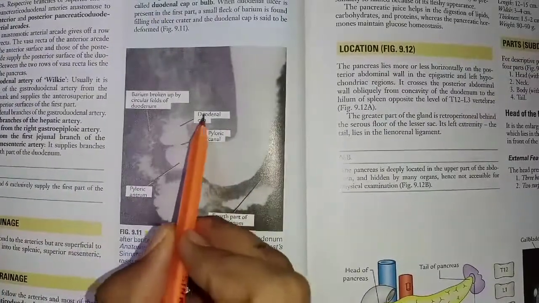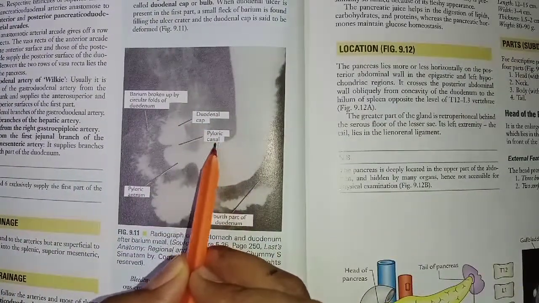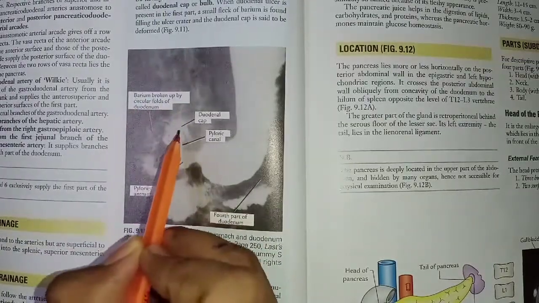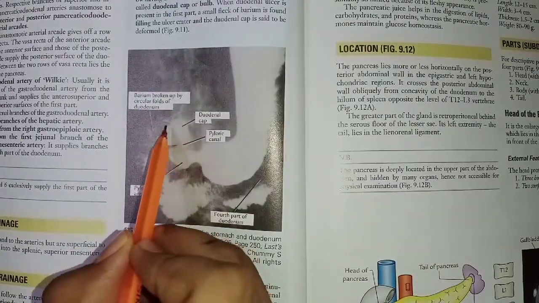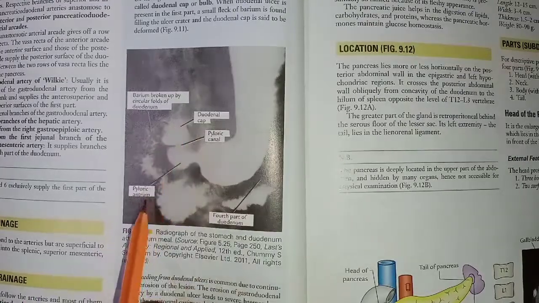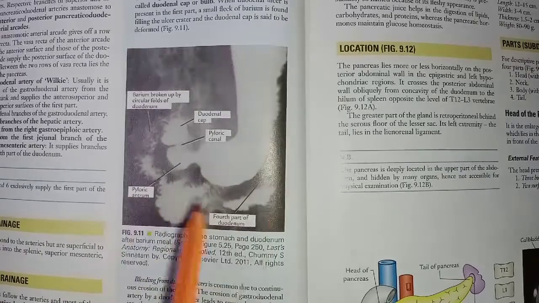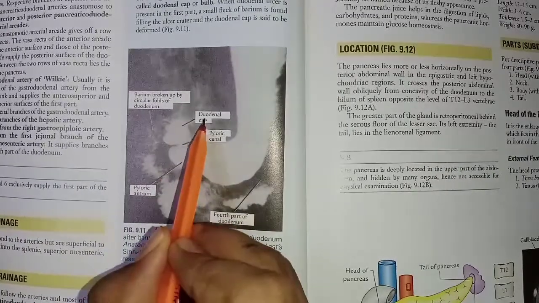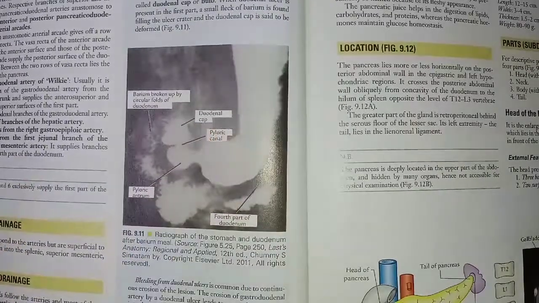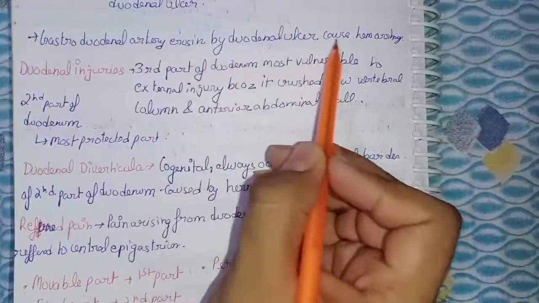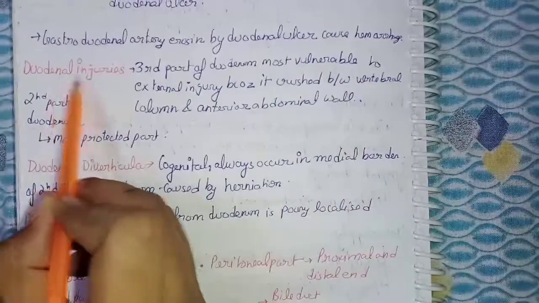As you can see the duodenal cap here, pyloric canal here, barium broken up by the circular folds of the duodenum, because in the first part the folds are not present until 2.5 centimeters. Pyloric antrum you can see here, and the fourth part of the duodenum. So you can see the duodenal cap here. Gastroduodenal artery erosion by duodenal ulcer can cause hemorrhage.